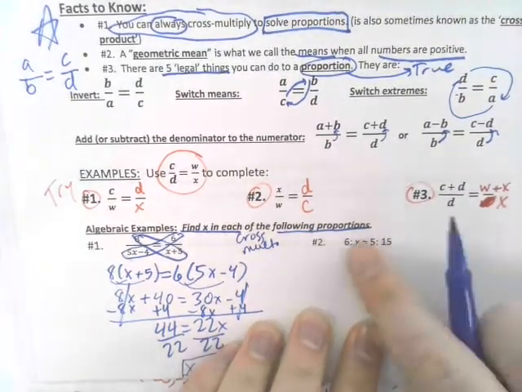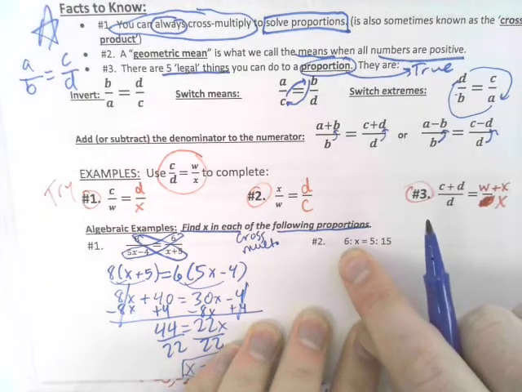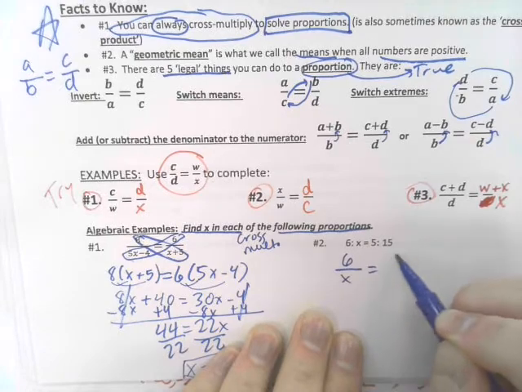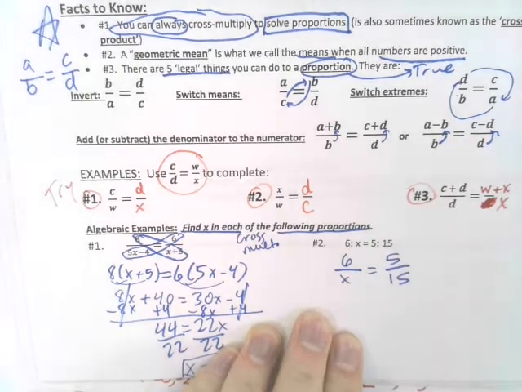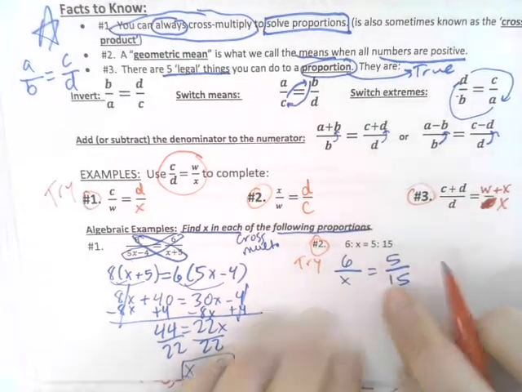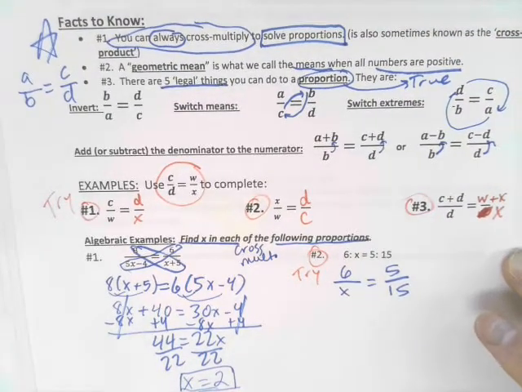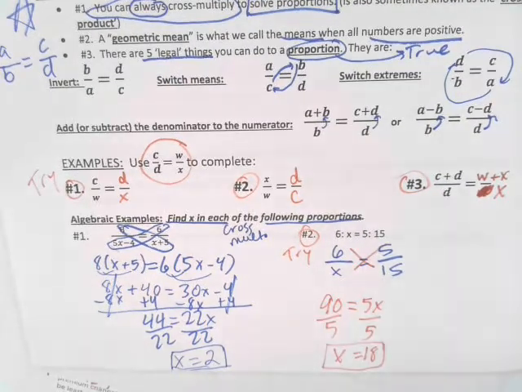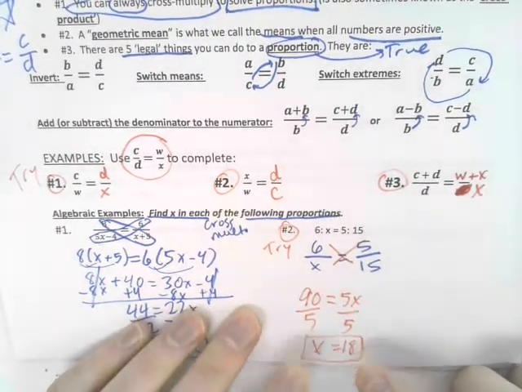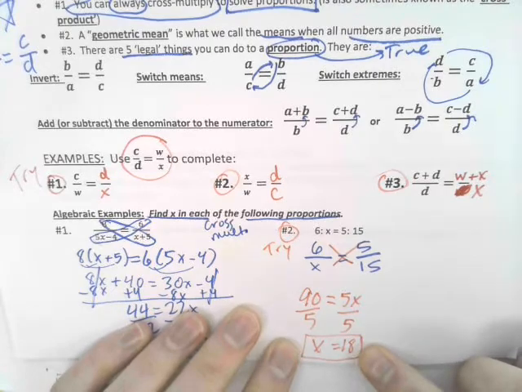Now, fun fact on number 2. Exact same thing. It may look a little different, but remember, a ratio is really just a fraction. And so I'm going to let you guys pause and try number 2 for me. Okay, so we set it up. You guys cross multiplied. We got x equals 18.